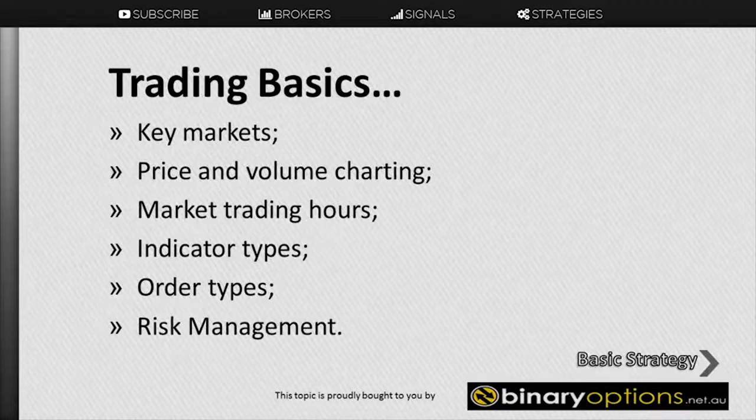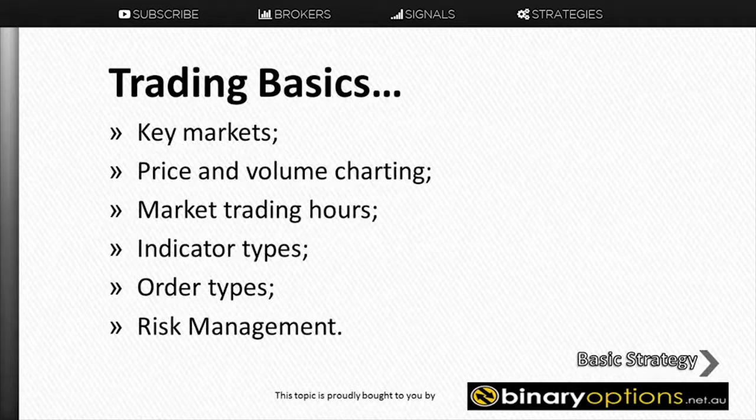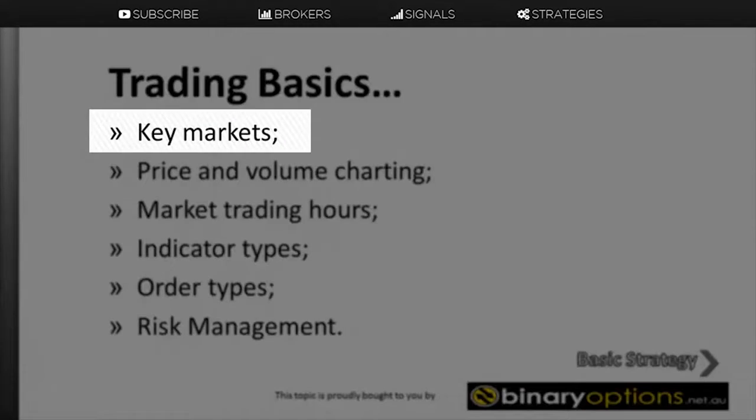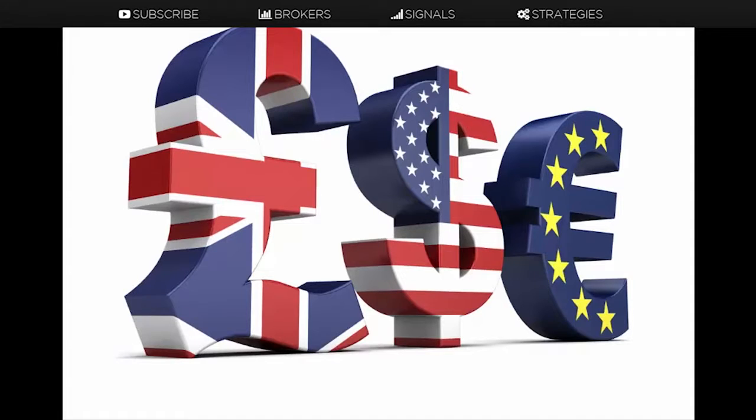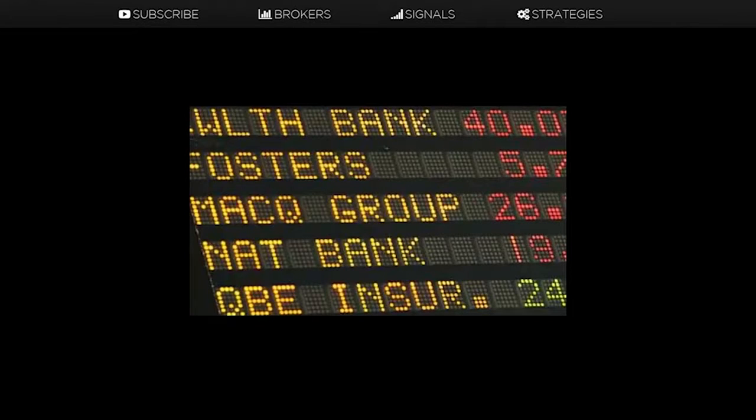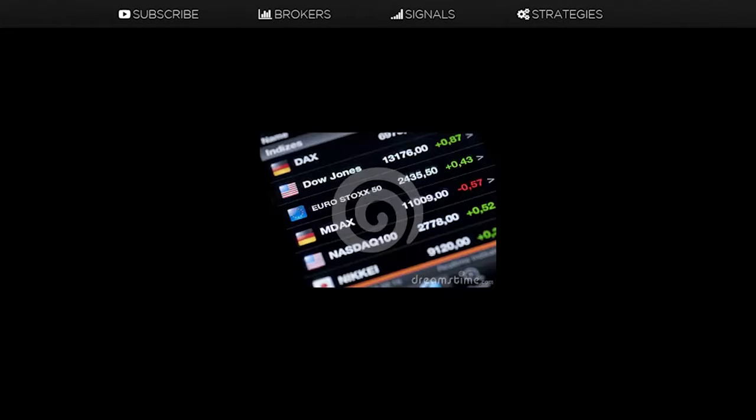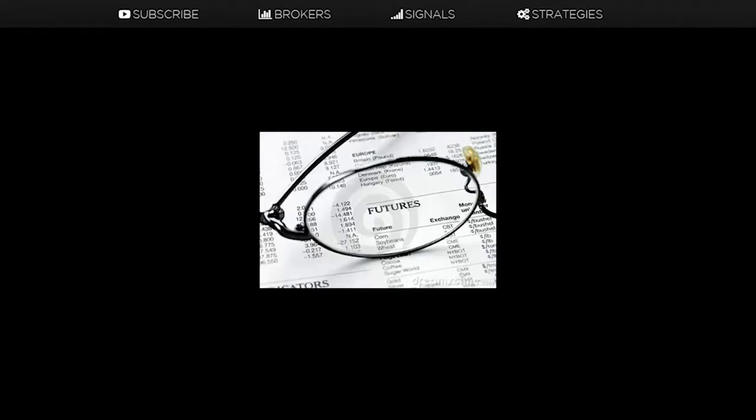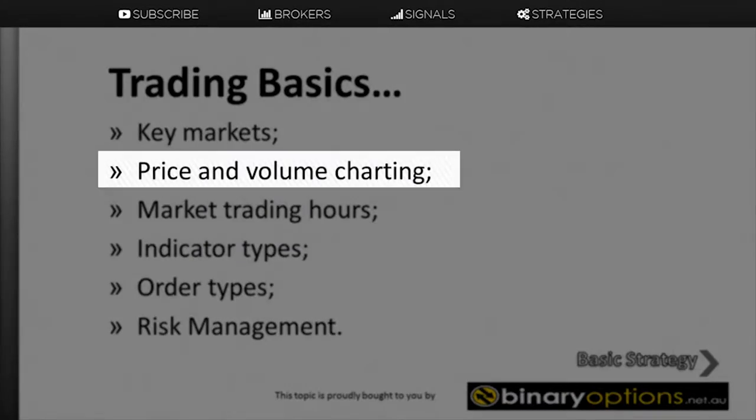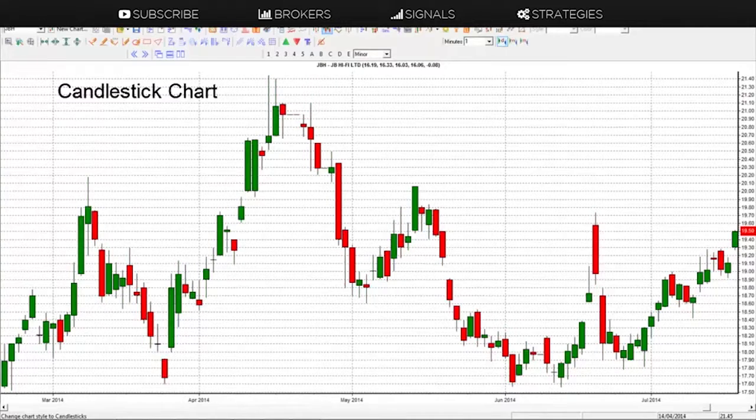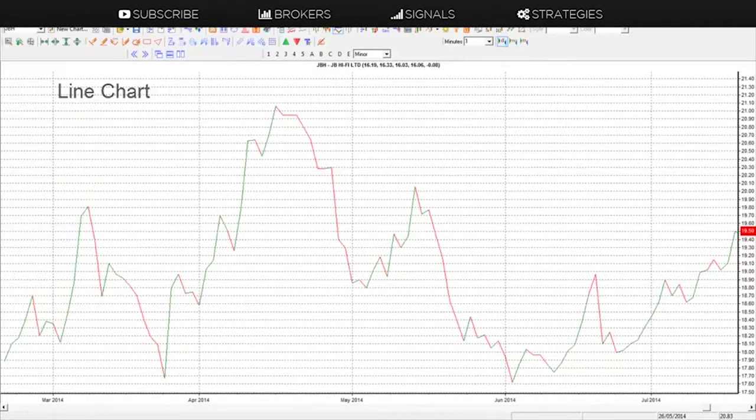Before discussing any strategy, irrespective of trading difficulty, it is important to master the trading basics. These basics include key markets: shares, forex, futures, commodities, index markets, options, and so on. Price and volume charts, including chart types, basic chart patterns, recognizing increasing and decreasing volume levels, etc.